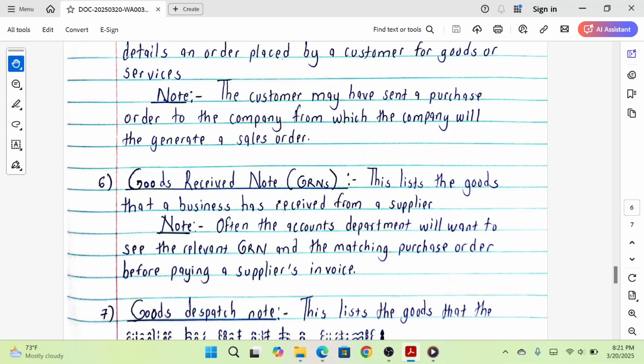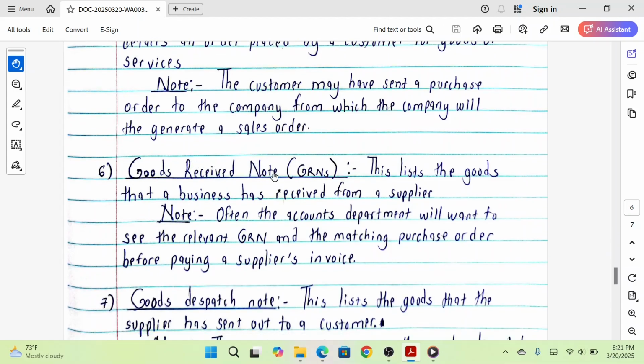Then we are having goods received note, what you can call GRNs. This lists the goods that a business has received from a supplier. I want you to note that often the accounts department will want to see a relevant GRN and the matching purchase order before making any payments to the supplier's invoice. Later on, we are going to be looking at what is an invoice.